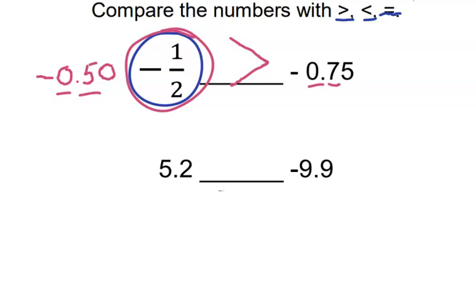Let's look at the second one. We have a negative number and a positive number. Now we don't even have to look at the numbers anymore. A positive number is always going to be bigger or greater than a negative number. So they made it easy on us for that one. All right, so 5.2 is greater than -9.9.